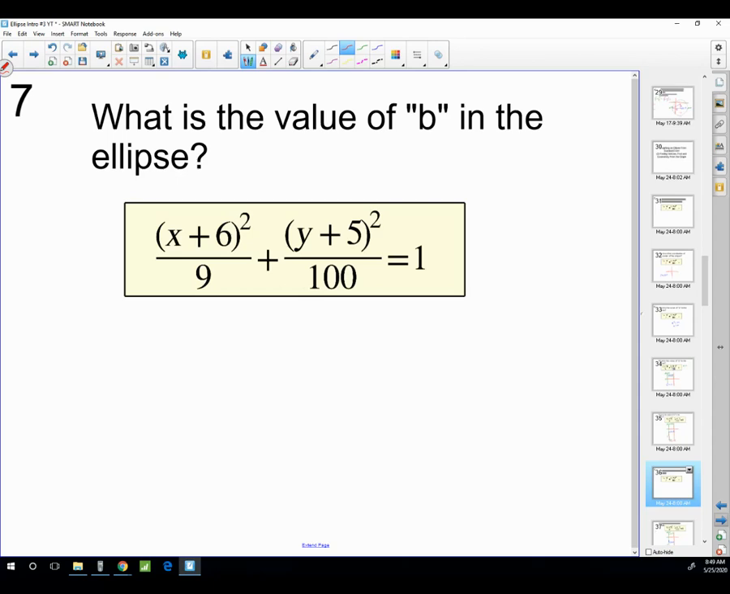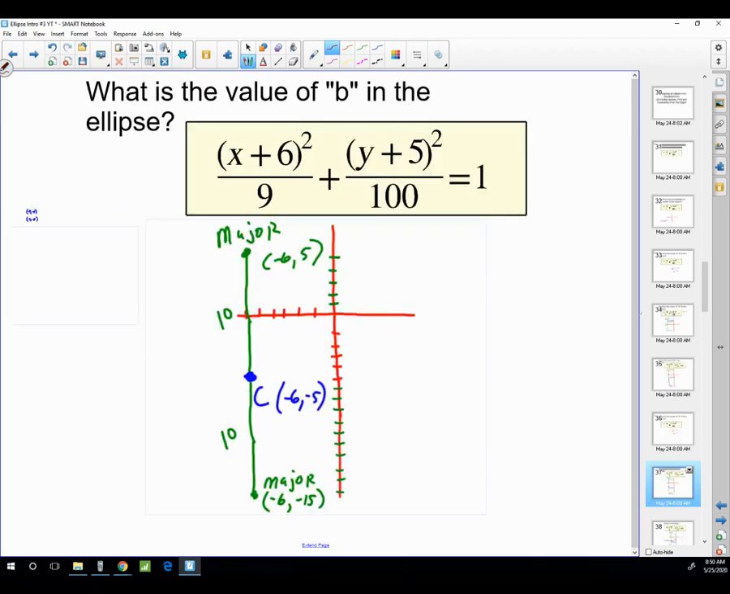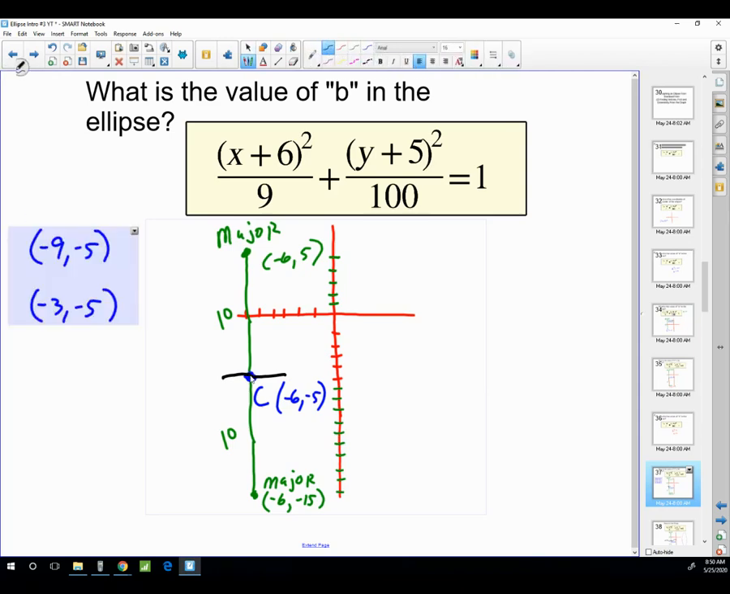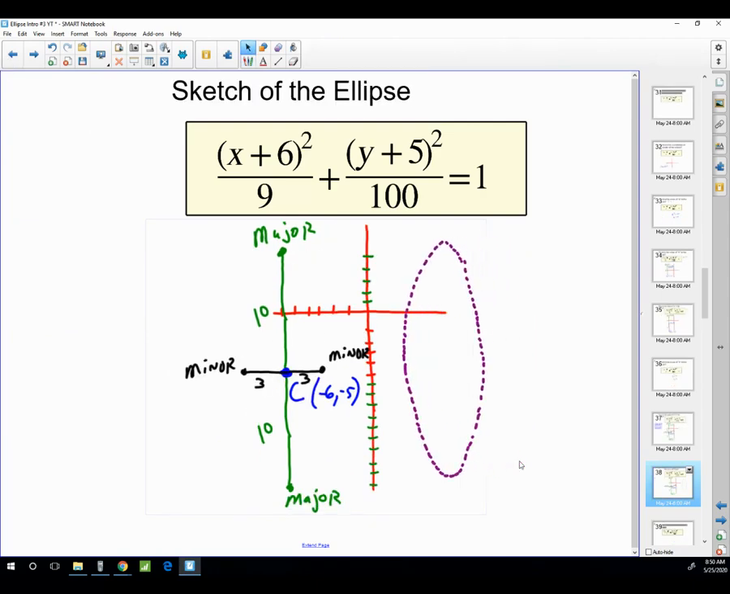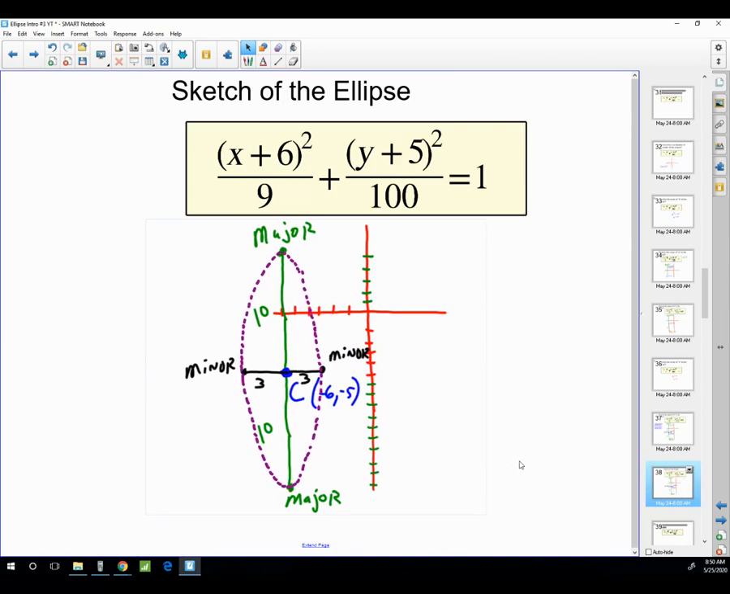You can tell me that b squared is 9. And if you can do that, you can tell me b is 3. That means we go right and left 3 from the center. And then we should be able to say that those minor axis endpoints are -3, -5, and -9, -5 here and here, which would allow us to sketch a graph of the ellipse, which we're doing, but it's not as important as the right triangle in the ellipse.